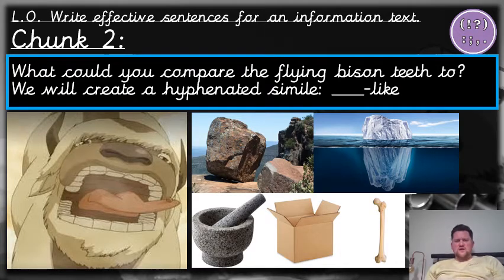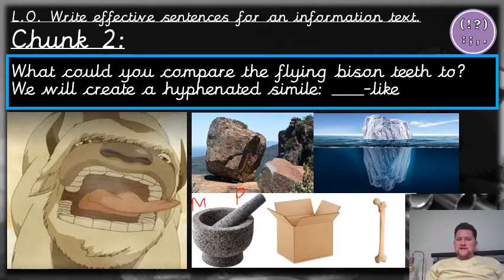I've got a picture of a boulder, an iceberg. I've got a box because they're quite square looking, bone because of the colour of them. I've got some metal, maybe because they're so strong. And here, I've got a picture of what we call a pestle and mortar. What we do is we use the pestle to grind up things like spices and herbs. So maybe the teeth are like pestles because they grind food up.